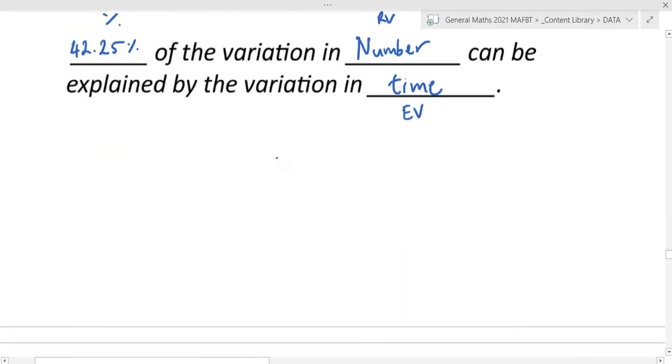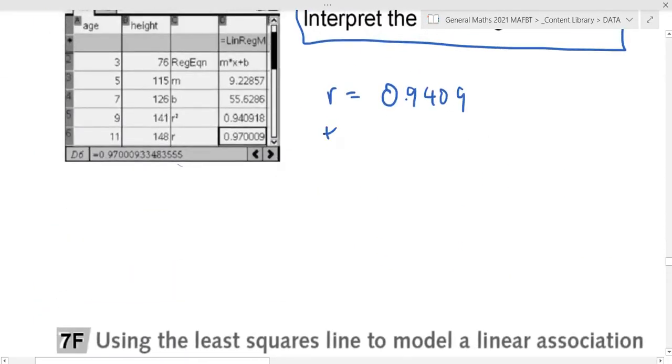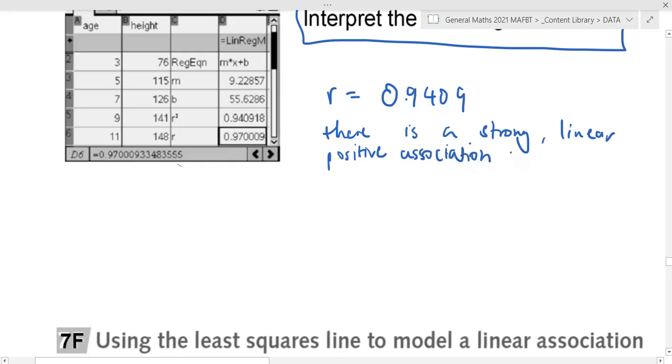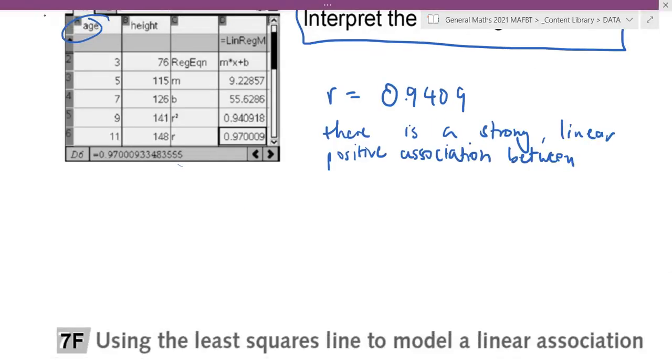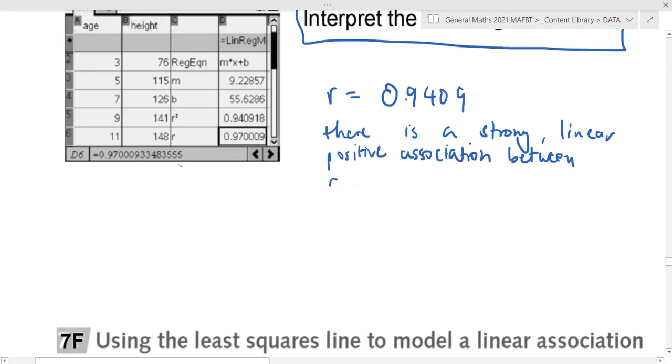So when we interpret the R value, we would write: there is a strong linear positive association between, and then you'd write your two variables, which we know is age and height. So between age and height. That's how we interpret the R value.